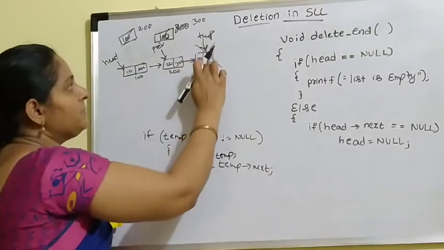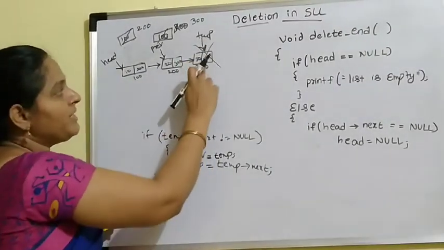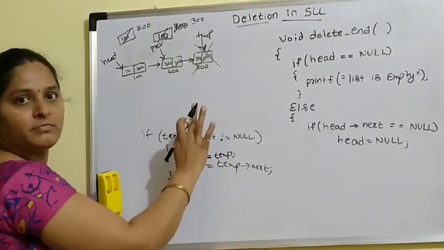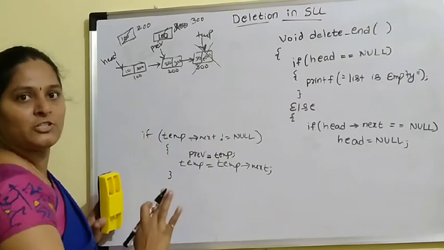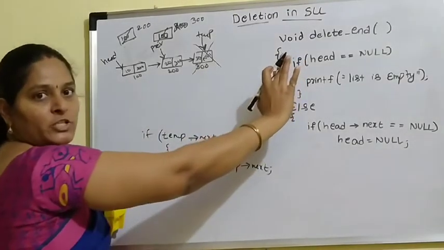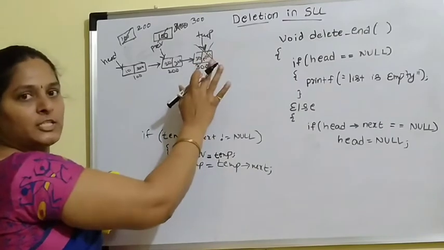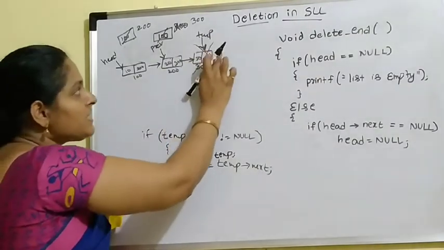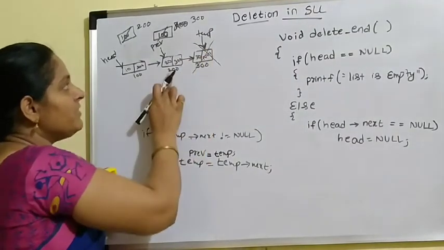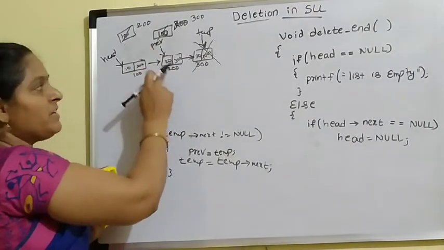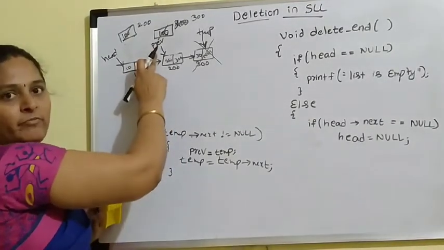Now verify whether temp next is null or not. Here temp next is null. That means we reached the last node. No need to move to the next location. This is the last node in the list. If this is the last node, what is the previous node? This previous node is pointed to by this pointer prev.